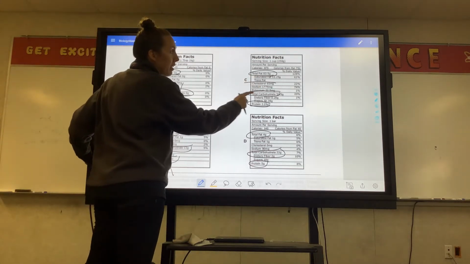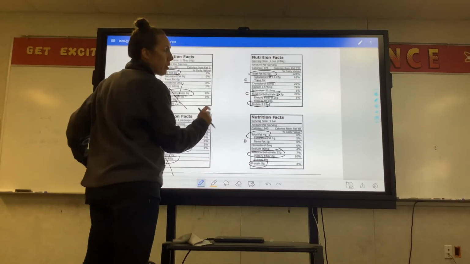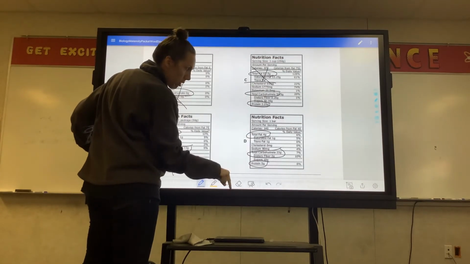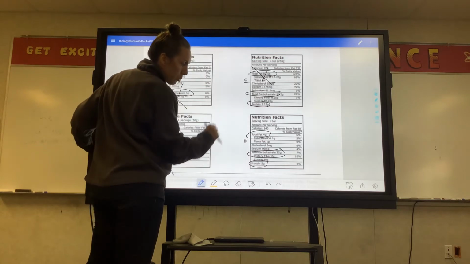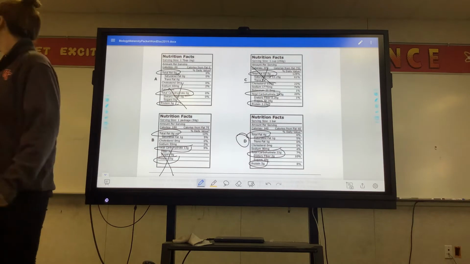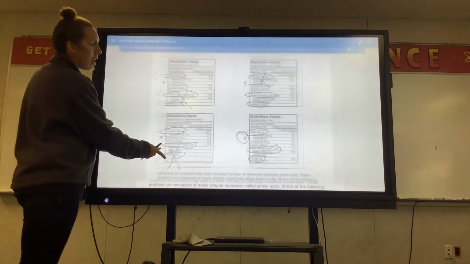83 fat, 59 carbs, 2 protein. There's too much fat. Ready? Last one. 4 fat, 22 carb, 5 protein. That's okay. We're gonna keep on going. Okay.